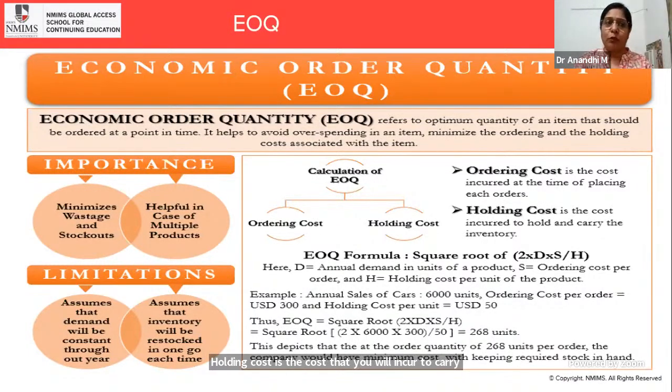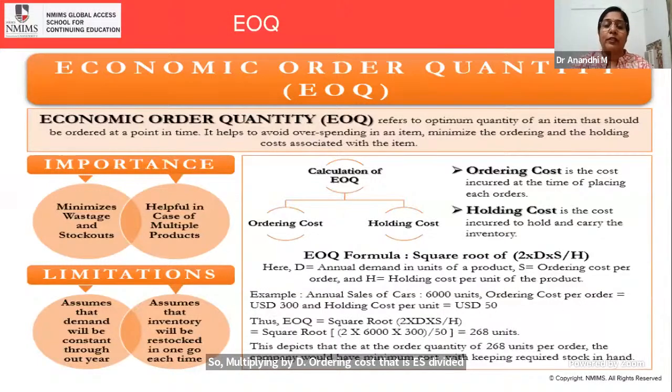So transportation, loading and unloading, all these will be part of your holding cost. So that also you need to consider. So let us see the formula, this is a very, very well-known formula. Square root of 2 into D into S, where S is the ordering cost, divided by H, the holding cost. So annual demand multiplied by the ordering cost, that is D into S, divided by the holding cost will give you the economic order quantity.